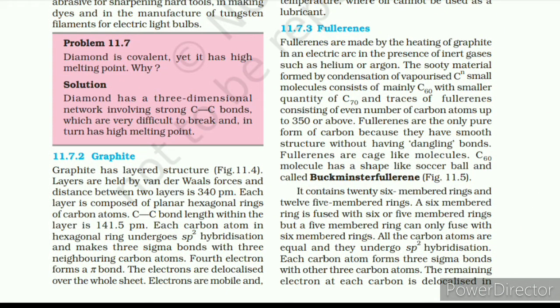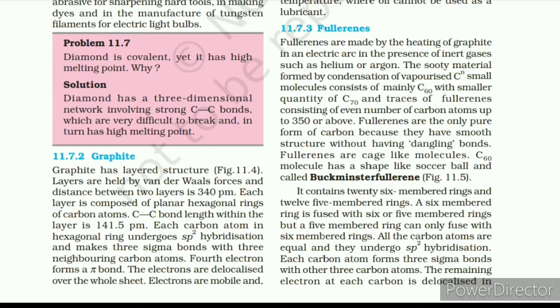Fullerenes are cage-like molecules. C60 molecule has the shape of a soccer ball and is called Buckminsterfullerene. It contains 20 6-membered rings and 12 5-membered rings. A 6-membered ring is fused with 6- or 5-membered rings, but a 5-membered ring can only fuse with 6-membered rings. All the carbon atoms are equal and undergo sp2 hybridization. Each carbon atom forms 3 sigma bonds with other 3 carbon atoms.